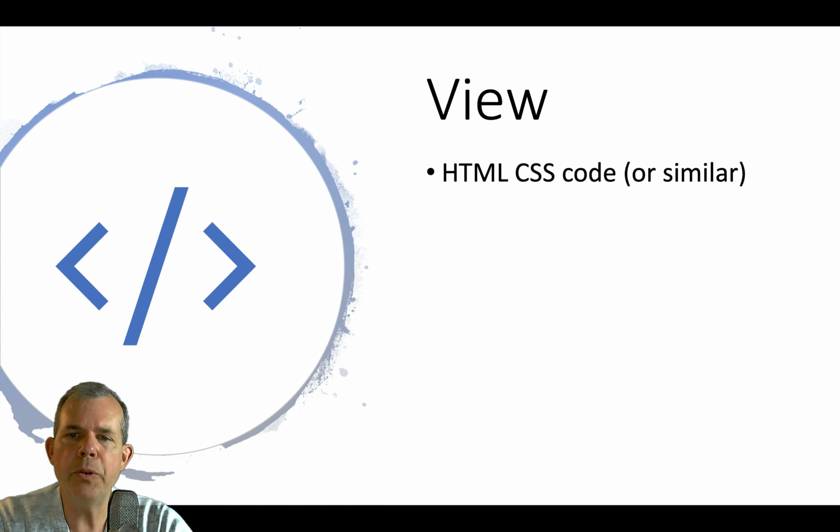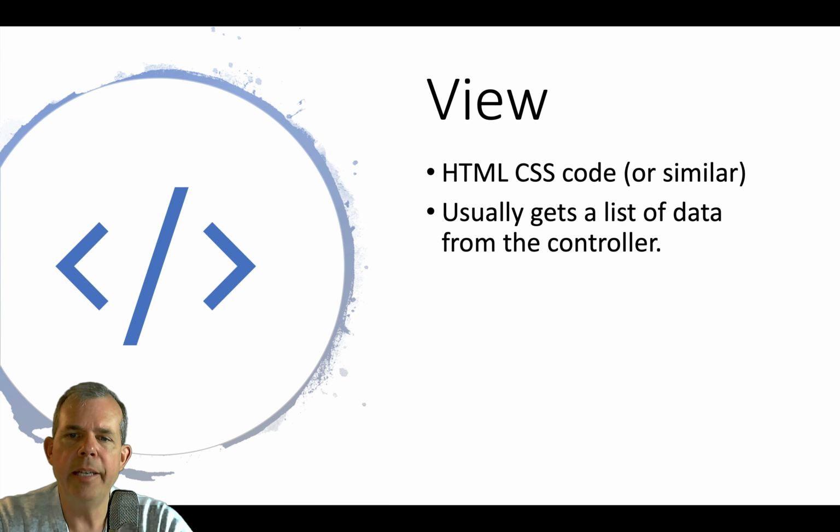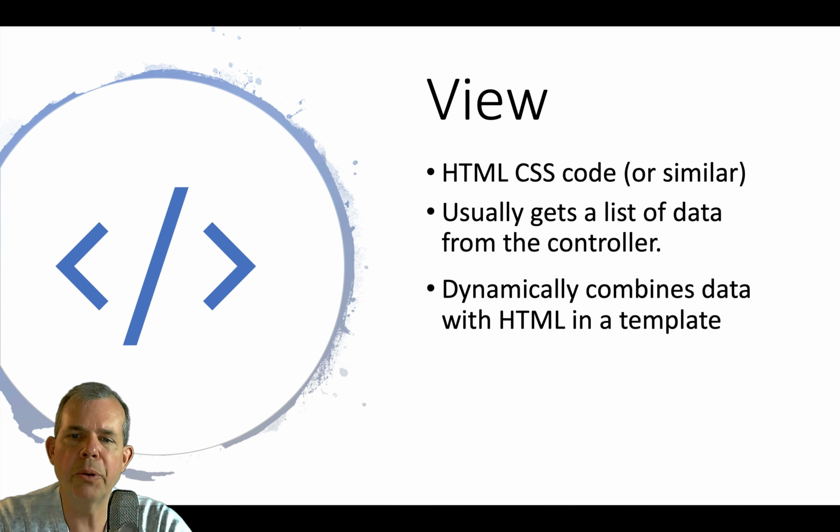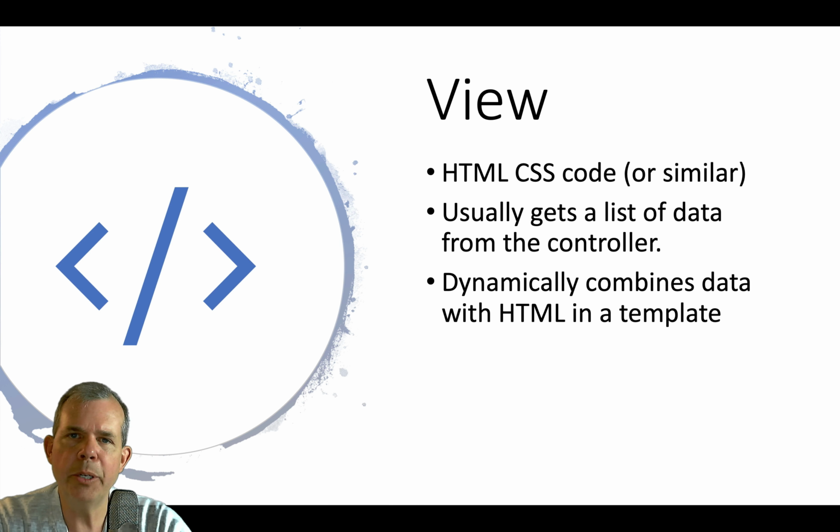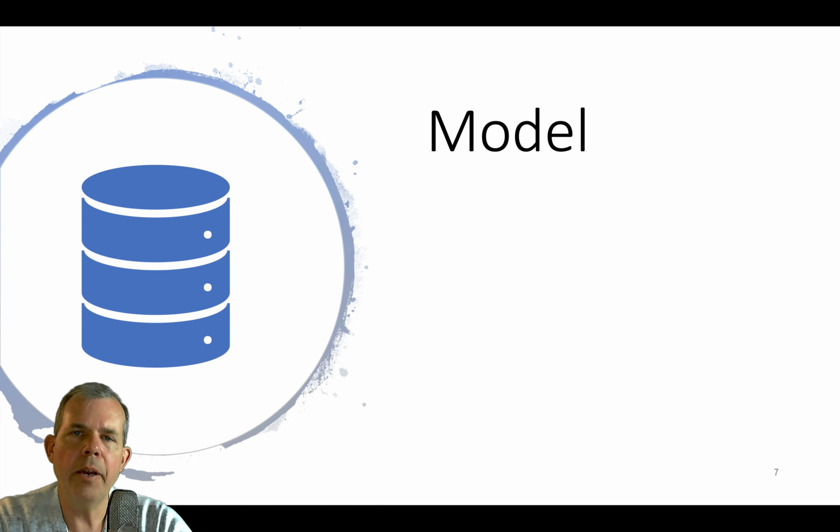Hi, in this section of the tutorial, we're going to create some views. Remember that a view is a piece of HTML code or something similar. It usually gets its information from a list of data from the controller. We're going to dynamically create this page using C# and the HTML language. That language we're going to call Razor. The other part of the page is going to be a model. And so we're going to be creating a model for our joke.